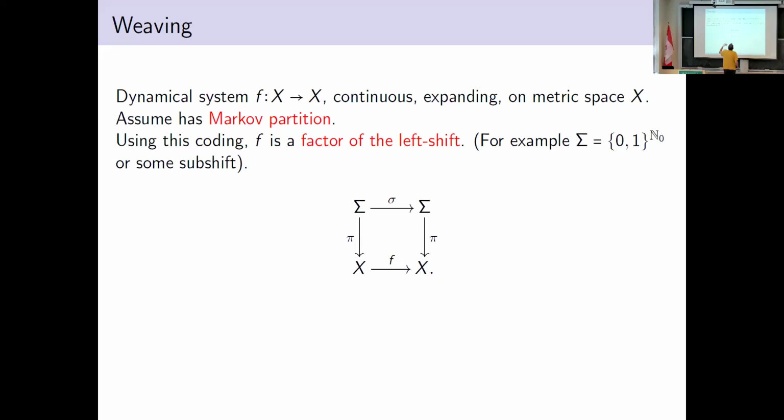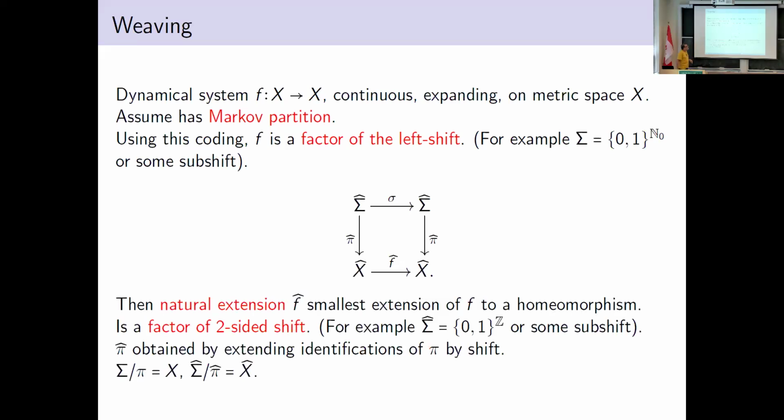And then we had the left shift, and we have the projection from the shift space to our space. This diagram commutes, or put differently, my dynamical system is a factor of the shift. It doesn't need to be a whole d-ary shift; it could be some subshift.